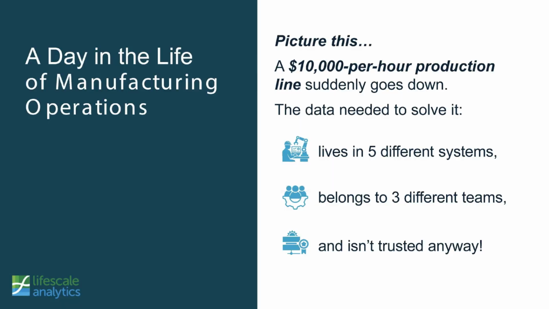Picture this. A $10,000 per hour production line suddenly goes down. The data needed to understand the issue exists, but it belongs to different teams, lives in multiple systems, and may not be trusted by the people who need to use it. Maintenance may have one view of the problem. Production may have another. Quality teams may be working from spreadsheets. Leadership may be looking at delayed reports. By the time the organization identifies what happened, downtime has already created lost production, higher costs, schedule disruption, and customer impact.